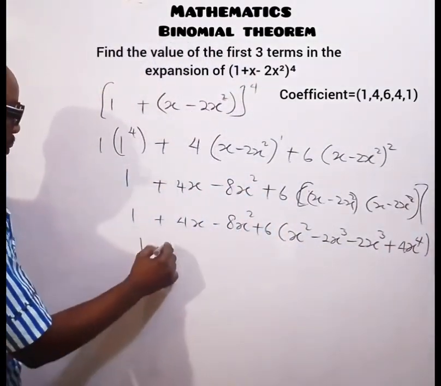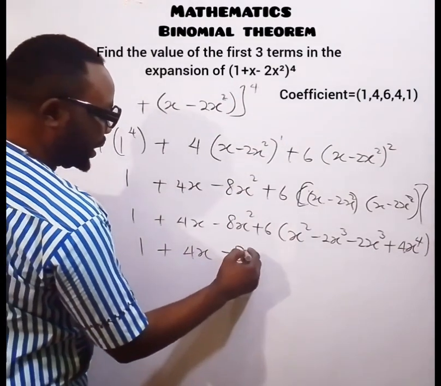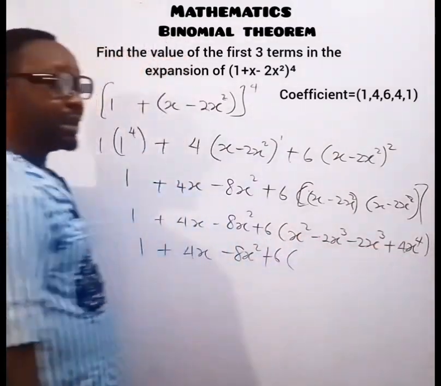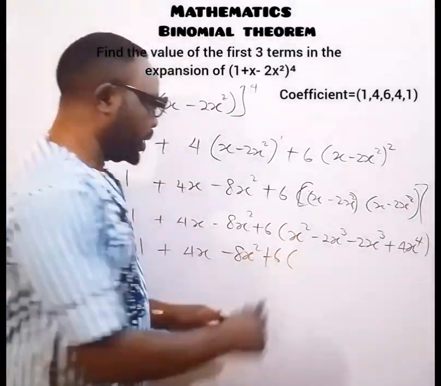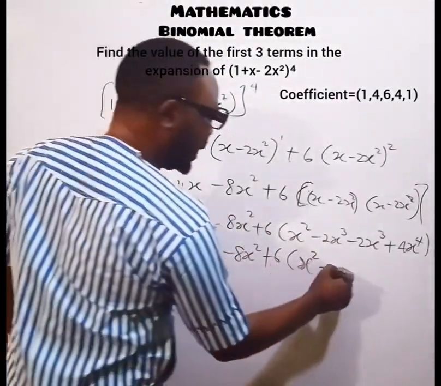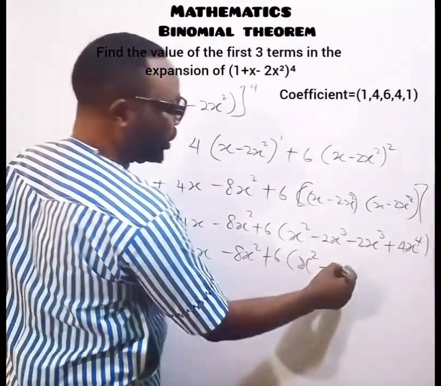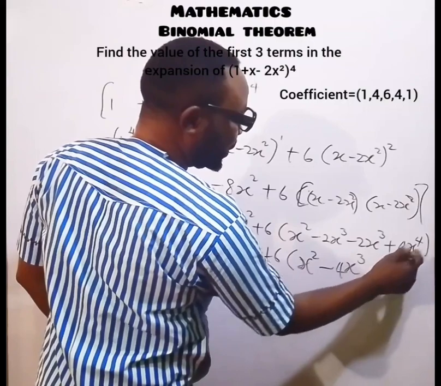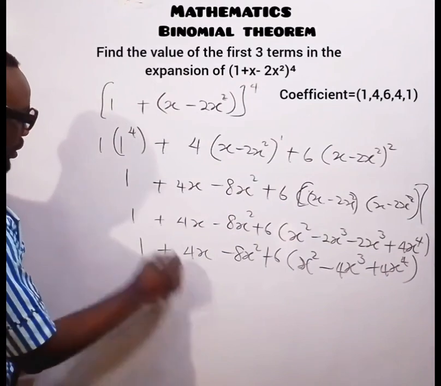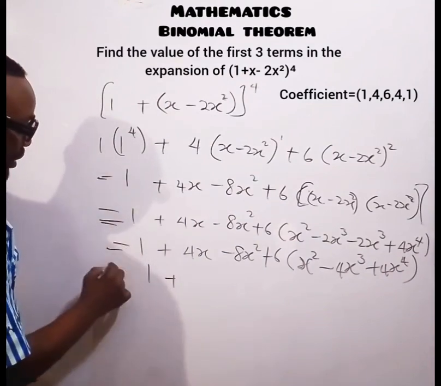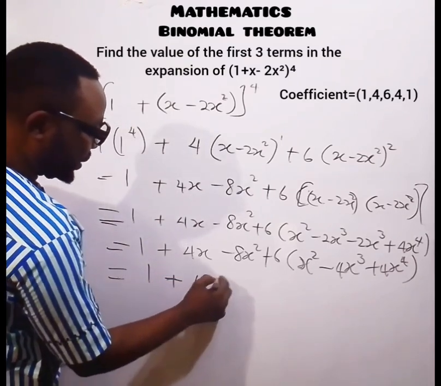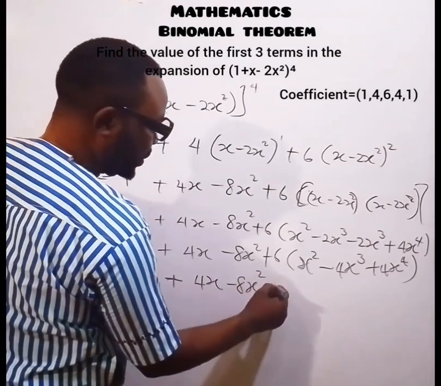So we are going to have it become 1 plus 4x minus 8x squared plus 6 into bracket. You have to first of all collect the like terms here before we go ahead. So this will be x squared. No other like terms like x squared in this bracket here. Minus 2x cubed minus 2x cubed, that will be equal to minus 4x raised to the power of 3. Then this will be plus 4x raised to the power of 4. So it is going to give us 1 plus 4x minus 8x raised to the power of 2.